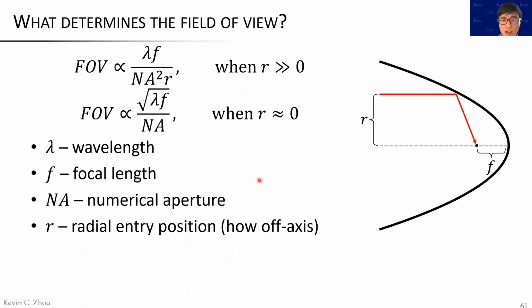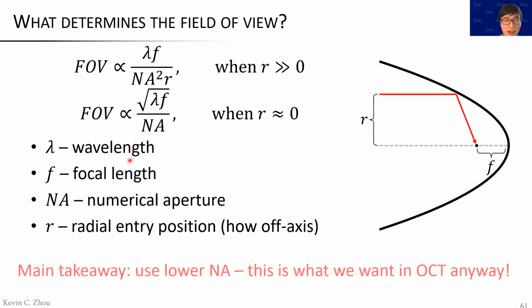So the most important takeaway from these equations is that the field of view is inversely related to the numerical aperture. So this means that we can reduce the numerical aperture to get larger fields of view. And this is exactly what we want to do in OCT anyway, because if you recall our discussion on the depth of focus versus lateral resolution trade-off, we want to use weakly focused beams. So this is actually perfect for OCRT.